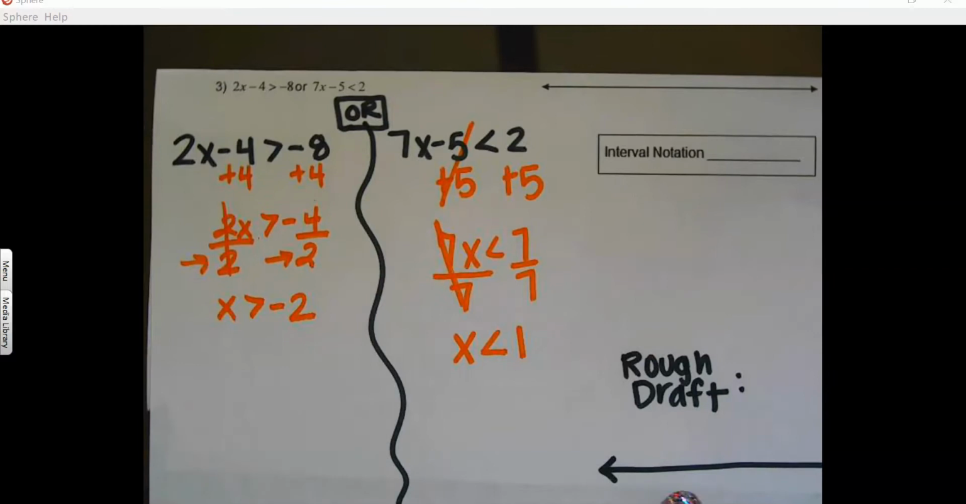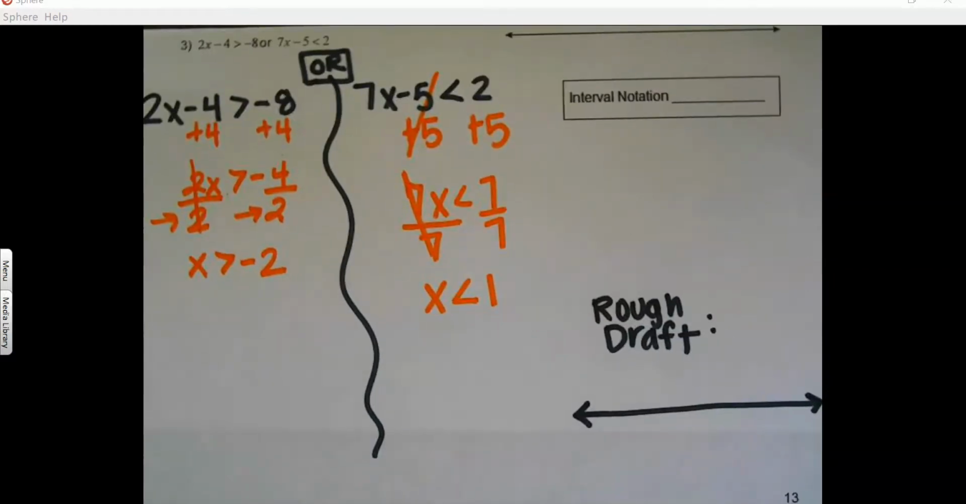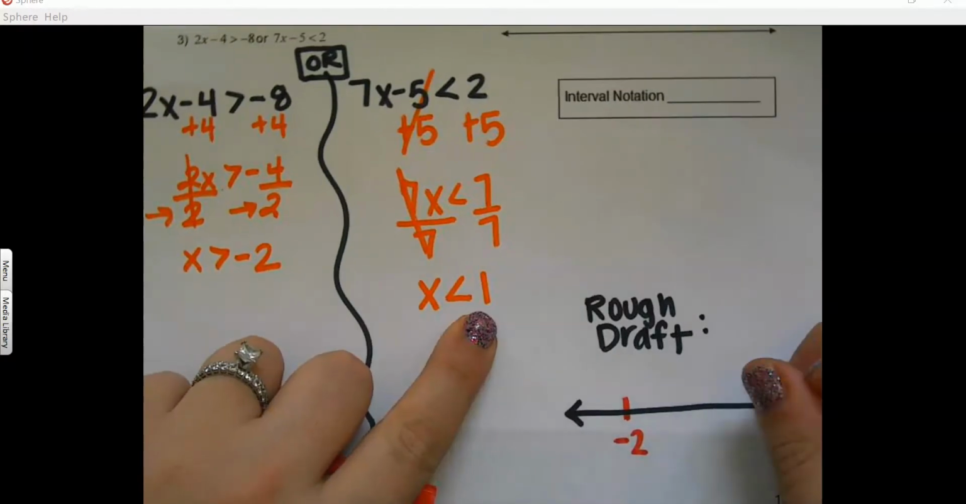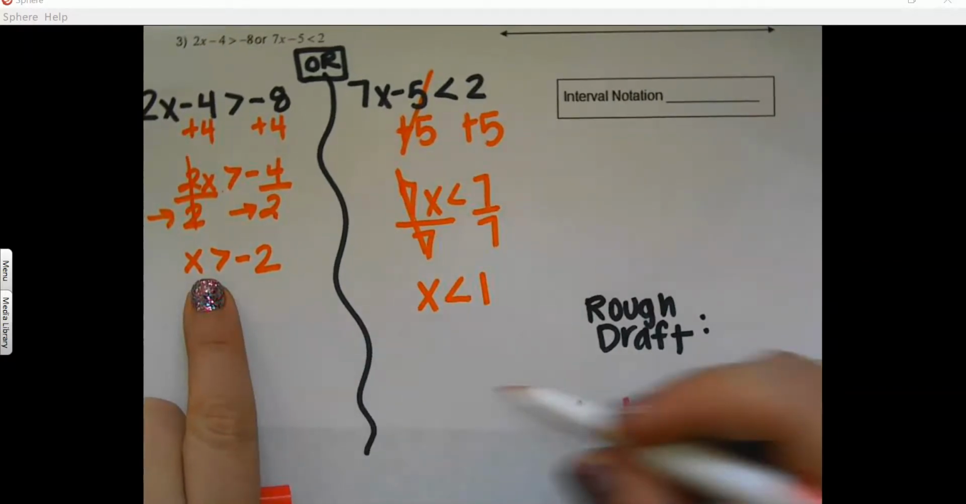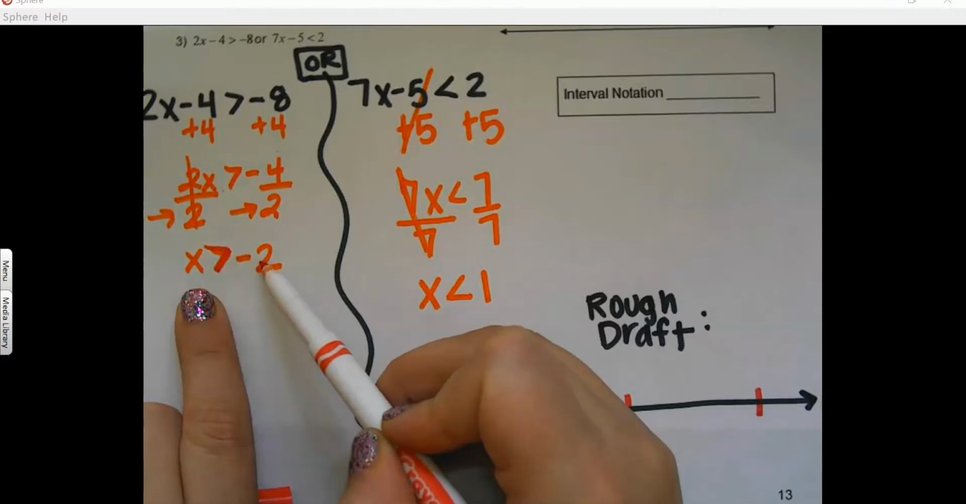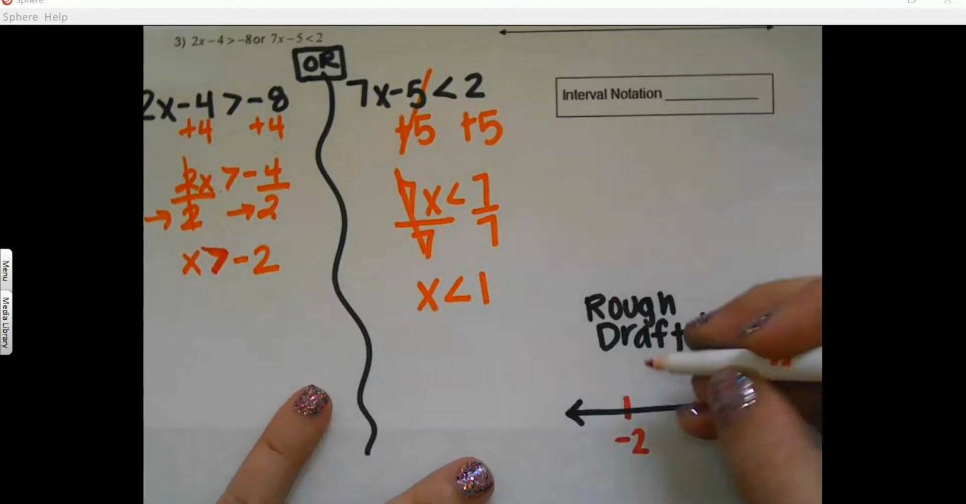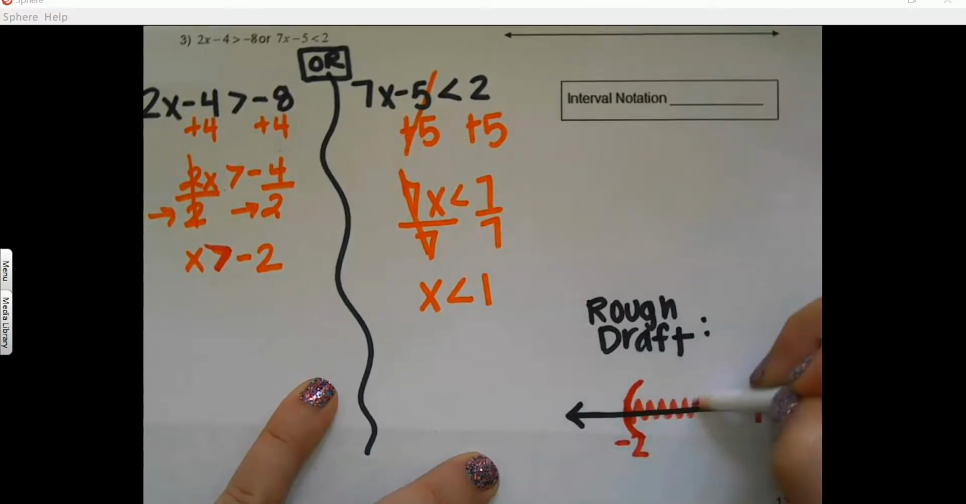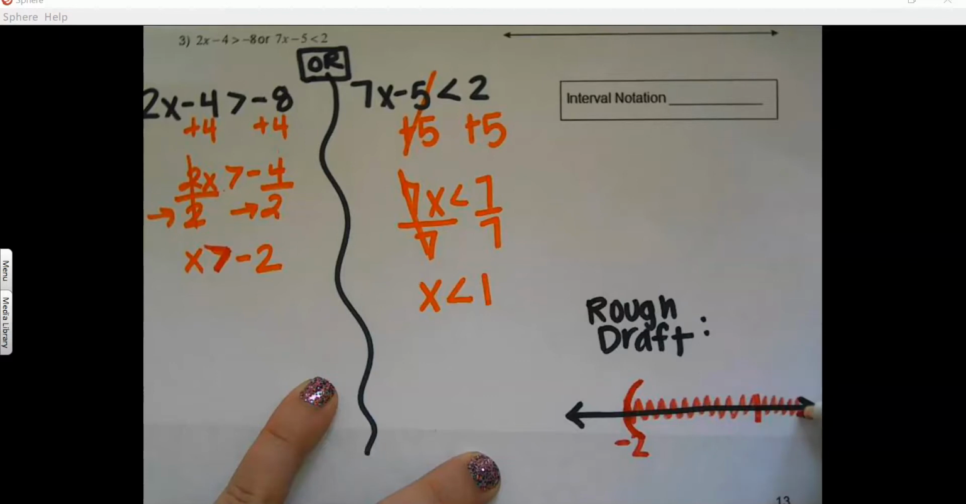Okay, so I'm going to start with my rough draft. So I'm going to start with -2 because it's smaller. And it says, shade all the numbers that are greater than -2. So all the numbers that are greater than -2 would be on this side of the graph.